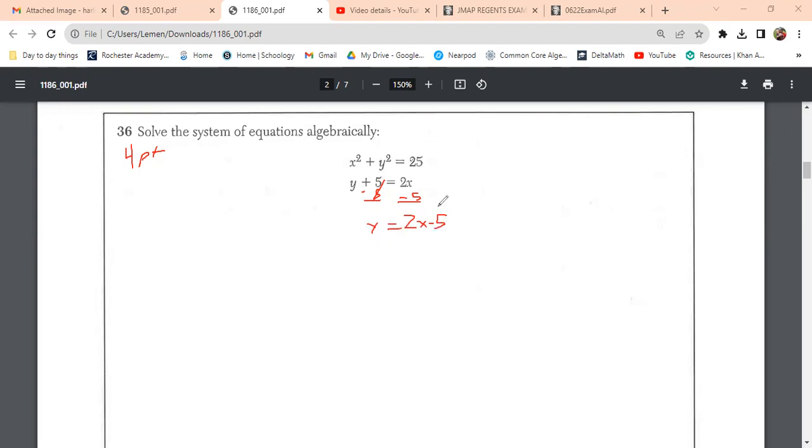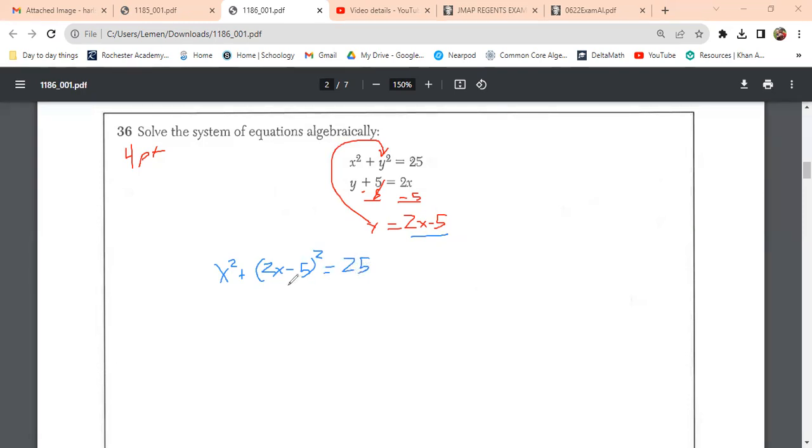All right. So now, once I have that, I'm going to take this and substitute it in here. So here's what I'm going to have. I'm going to change colors, let you see what I'm doing here. So this is going to be x squared plus, and inside this parentheses, I'm going to put in 2x minus 5. So it's going to be (2x minus 5) squared, and then it's going to be equal to 25.